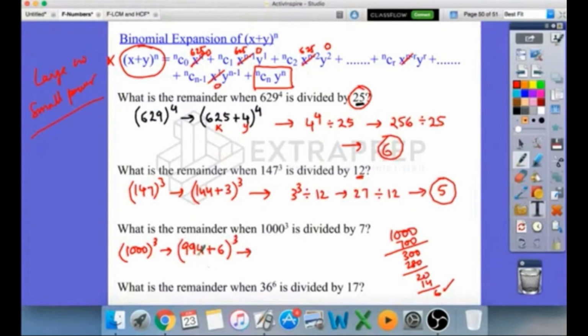Now 994 is divisible by 7, so obviously x is divisible. We have to check for 6 cube. 6 cube divided by 7. That's 216 divided by 7. And the answer is 6. 210 goes away, 7 times 30 is 210. You're left with 6.